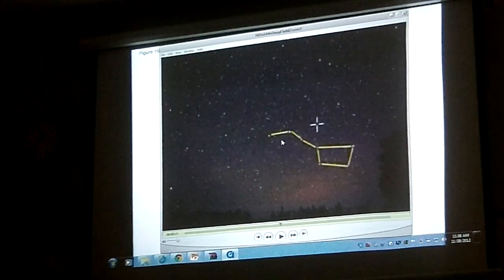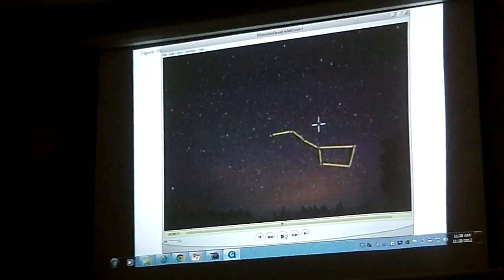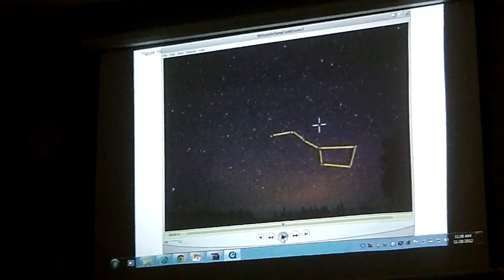So they did that real quick. Check this out. Have y'all ever seen the Big Dipper? Here's where the Hubble Deep Field focused, right there. So we're zooming in on that portion of the sky.